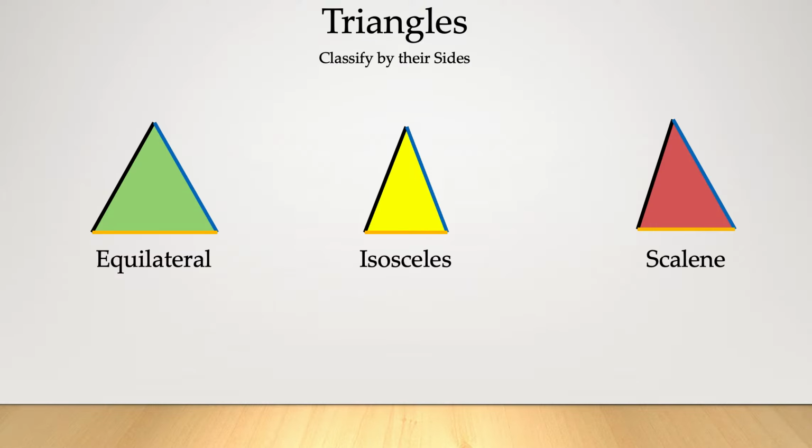Now, how do we go about classifying triangles by their sides? Well, we have 3 types. We have an equilateral triangle, an isosceles triangle, or a scalene triangle. Now let's take a closer look at an equilateral triangle.